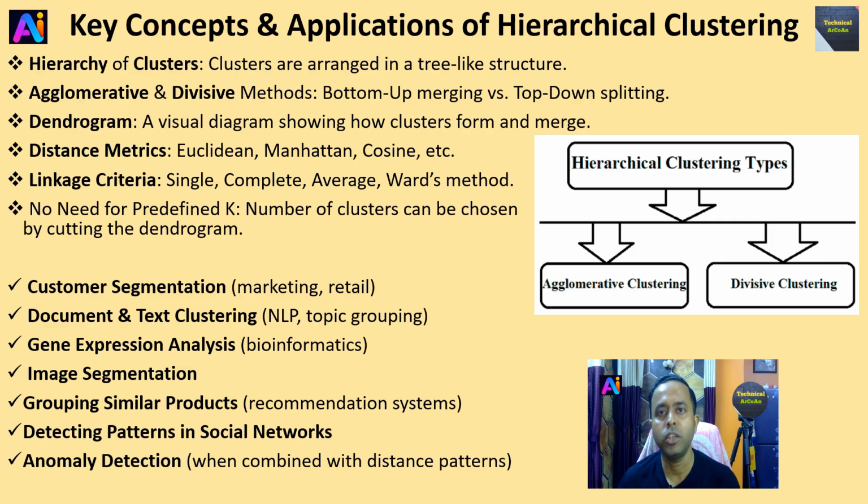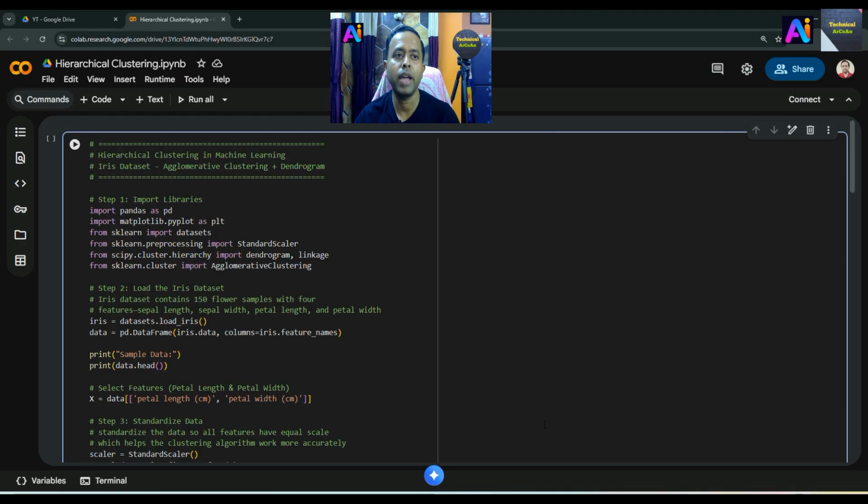So now I am moving into Google Colab to walk through hierarchical clustering step by step. I am within my Google Colab workspace and the code is already written, and now I will discuss each step elaborately. At first, we know that for every machine learning task, we need to import the libraries.